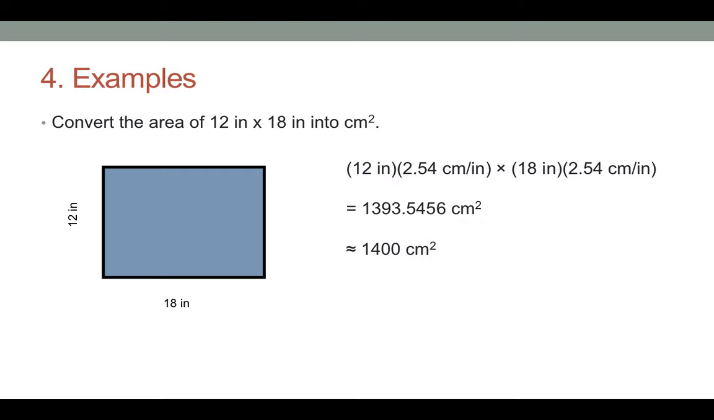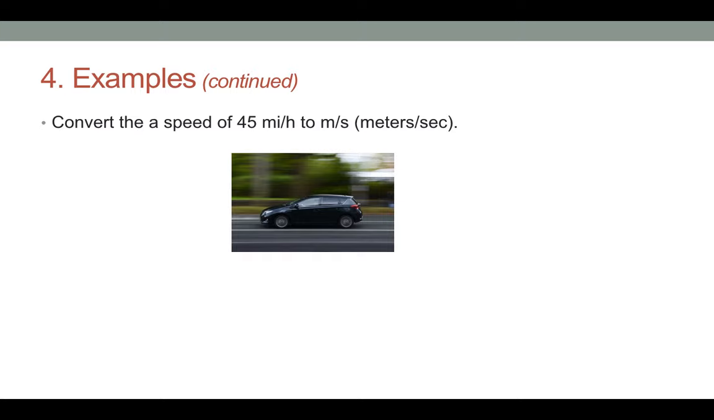A second example. Convert the speed of 45 miles per hour to meters per second. This is something we often will be doing because we usually think of speeds in miles per hour, but we will be using metric units, in particular meters per second, when we do a lot of our calculations. So again, pause the video and convert 45 miles per hour to meters per second.